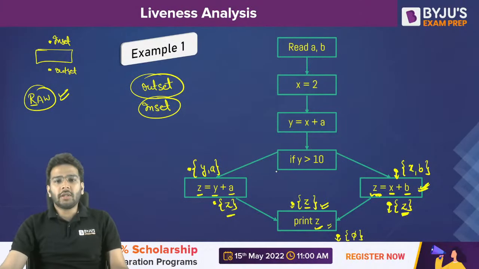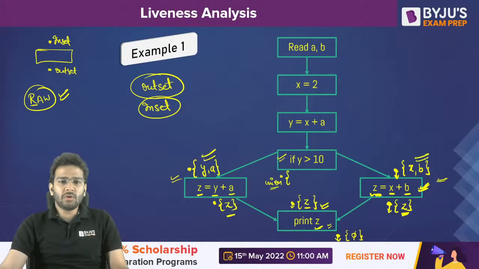Now the most important thing: whenever merging is there, as you can see from this block and this block, merging is going to happen in this block. So always we have to take the union. Whenever merging is there, we have to take the union of these two. That means the union of the live variables present here and the live variables present here.